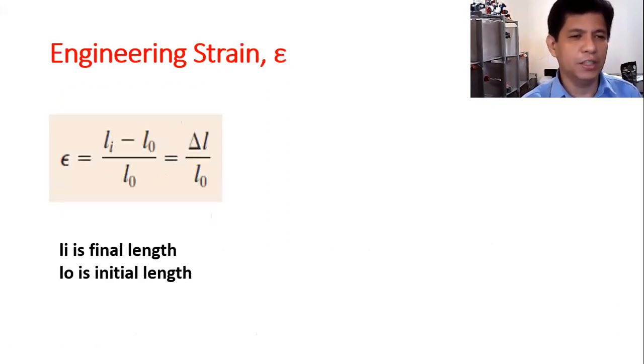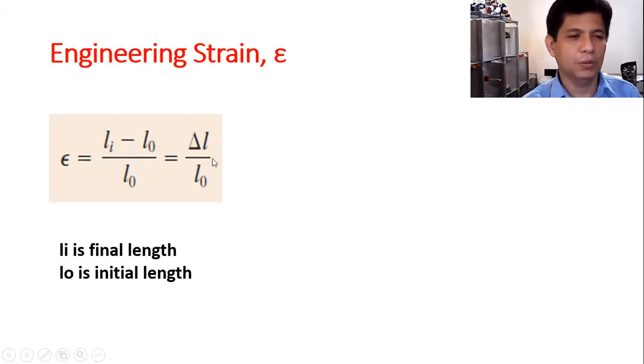And then we have engineering strain, or epsilon. So epsilon is basically the change in length, or the change in the dimension, no? Delta L divided by the original dimension, or the original length, L sub O. So L sub I is the final length, L sub O is the initial length. So this is engineering strain, epsilon. Do you still remember the engineering strain from strength of material?